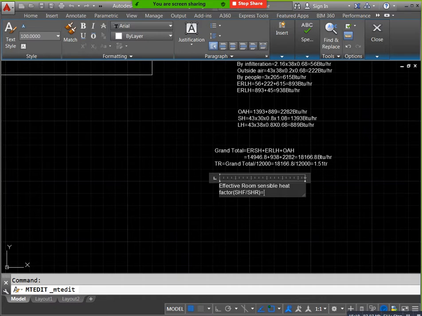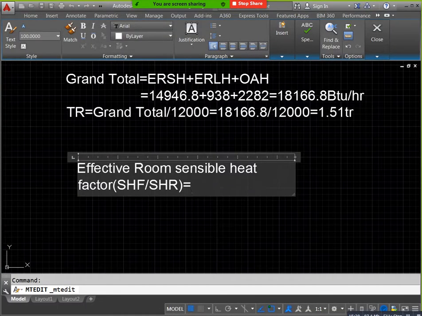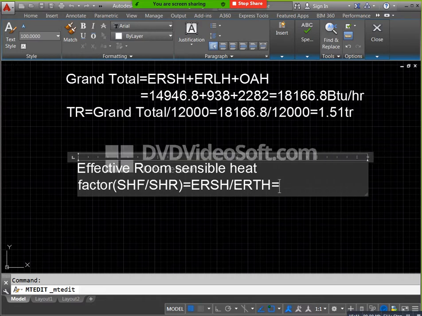Now, effective room sensible heat we already know, 14946, divided by again 14946 plus latent heat 938. Now we need to do the division. Here we have this much now. Now you can add 14946 plus 938. How much is both?